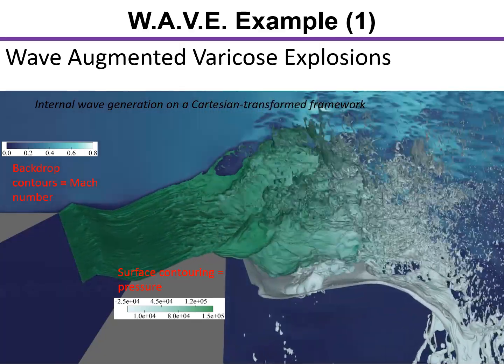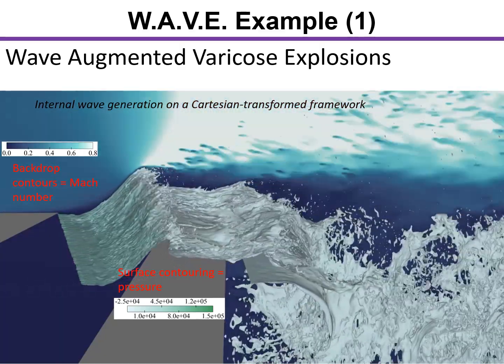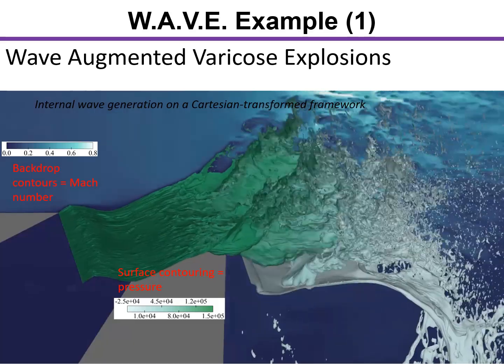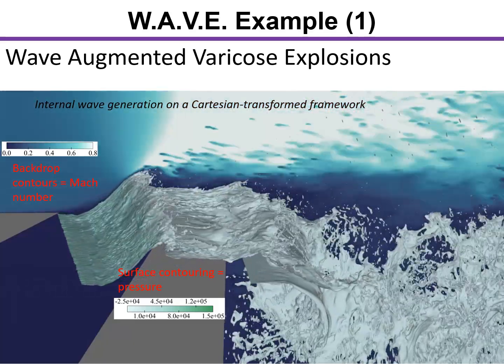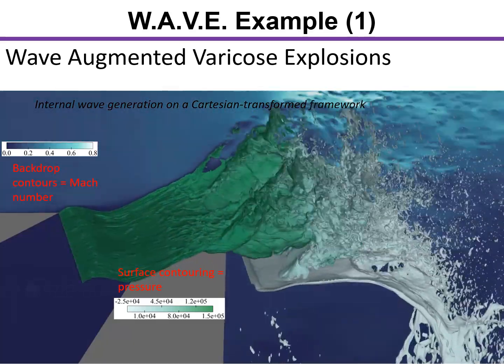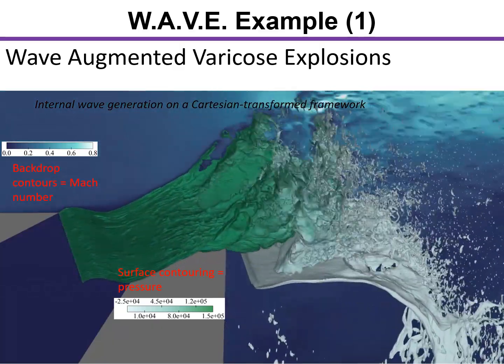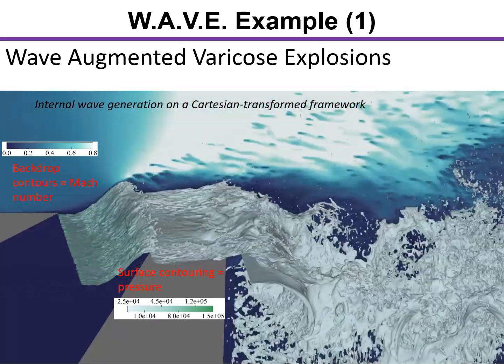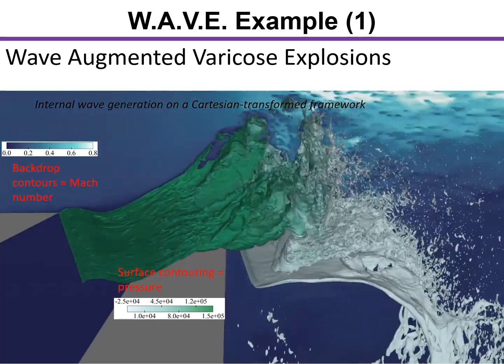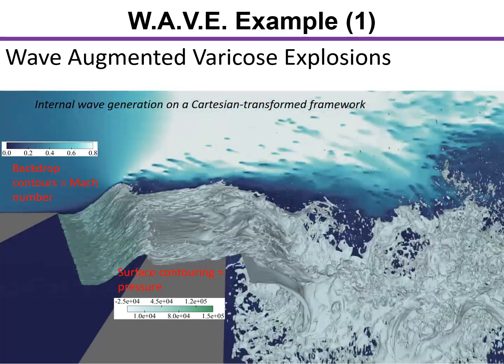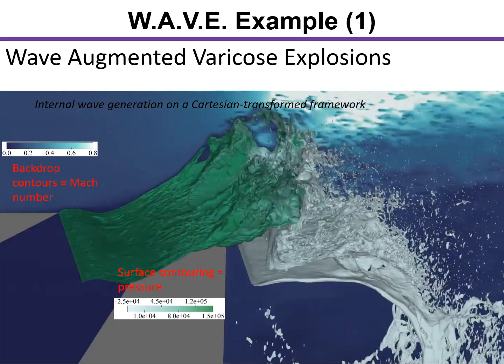dark being lower and light being higher. But the surface itself is colored by pressure, with light being lower and dark being higher. And you see this regular, repeatable, three-dimensional structure of the wave as it breaks through the atomization region and moves toward the outside of the nozzle, which is about the center, about the middle point of this figure.